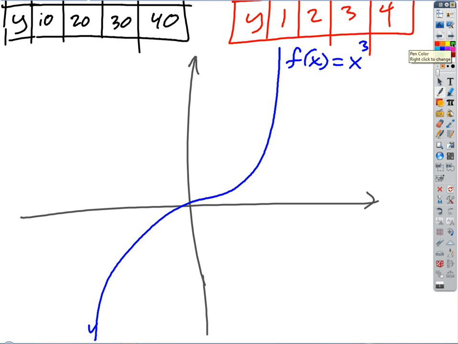Does it reflect over the y-axis? Not the y-axis. It reflects over the origin. Not the origin. Thank you. What was it, Tony? Y equals x. Well, y equals x. It's reflected over the line y equals x.